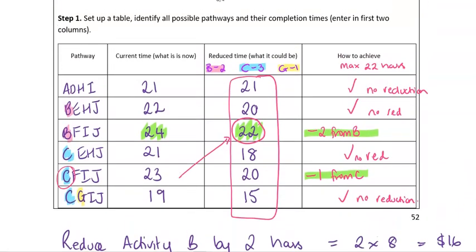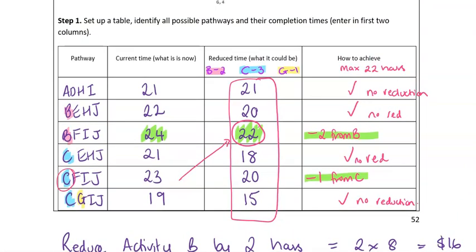So let's just recap what we did there. Same process when we're doing a single reduction. We write out all the pathways. Okay, so step 1, write out our pathway and the current time. Step 2 is then to apply all reductions. Okay, so 1, pathways and time. 2, apply all reductions.